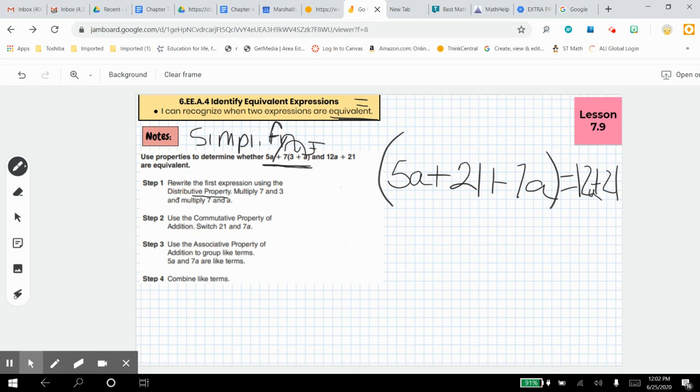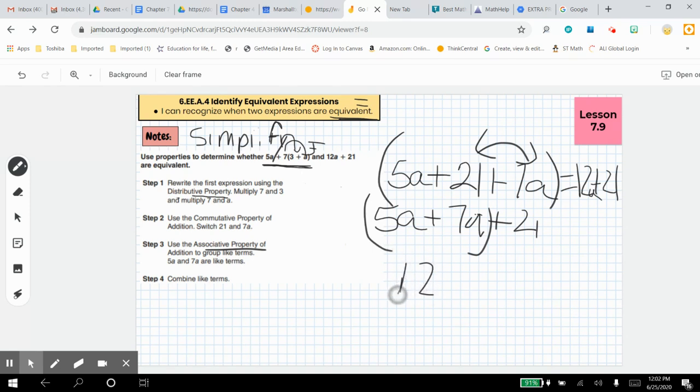We're going to use the commutative property, and we're going to rearrange this. We're going to keep the 5a. I'm going to use the commutative property and rearrange these second two parts, plus 7a plus 21. Okay, so now I'm going to take the associative property and I'm going to combine the two like terms. I get 12a, and I'm going to keep the plus 21 because it is not a like term.